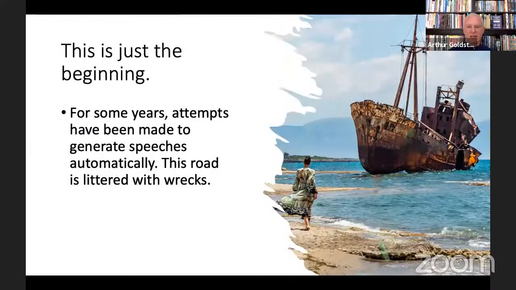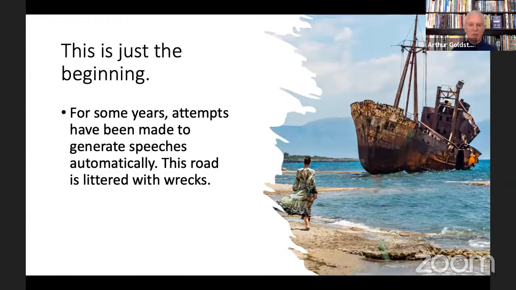This is just the beginning. What we often find with these kinds of technologies is that they tend to result in severe shipwrecks as people become either too dependent on them or they are oversold and overhyped. And the result is that the system crashes.